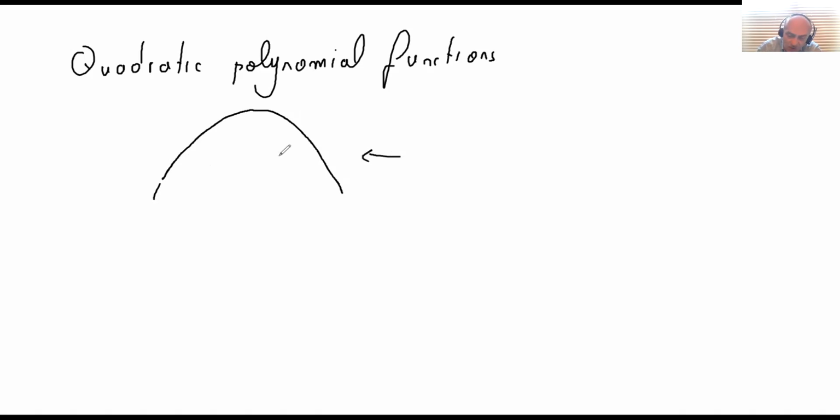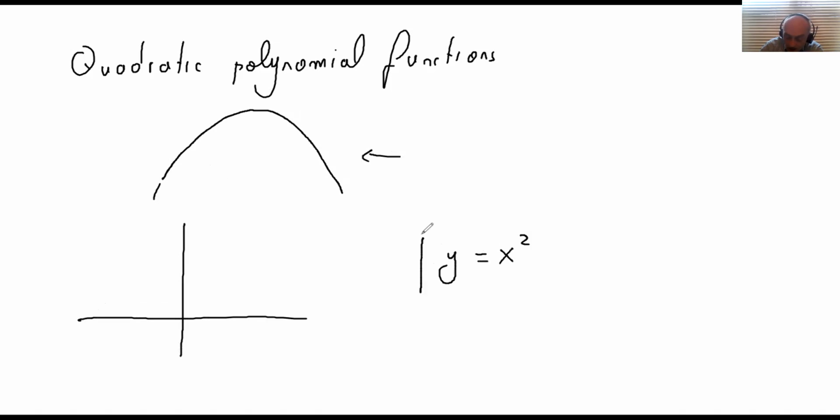This is the basic representation of a quadratic polynomial. In fact, this is not the most basic. The basic one is this one here, given by y equals x squared. Now, can somebody tell me if y equals x squared opens up or opens down? Do you remember how to graph this particular function?